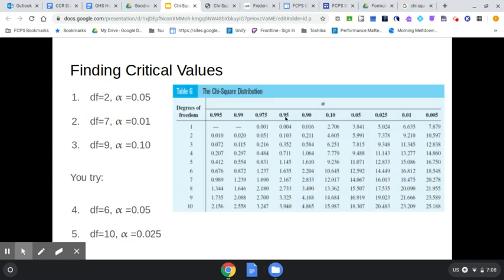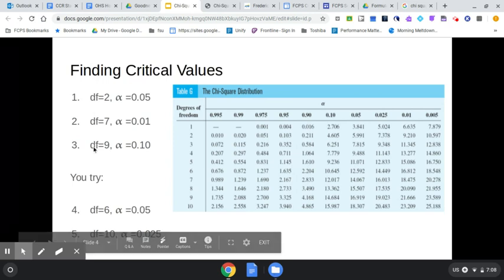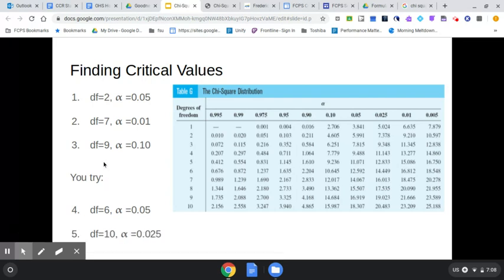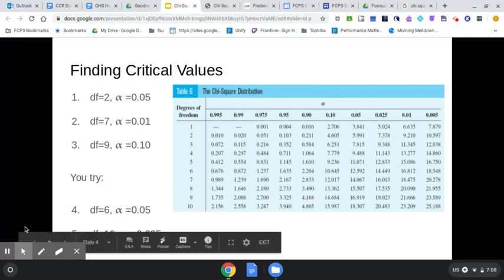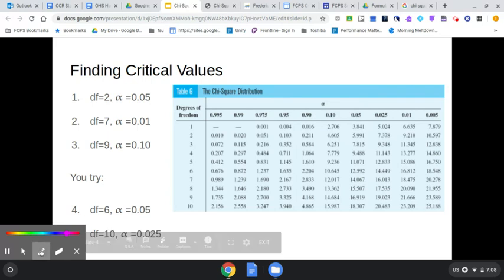Okay, so I've zoomed in on part of the chi-squared distribution, so it's a little bit easier to see. And we're going to go ahead and find critical values for these 5. We're going to do the first 3 together and then pause the video. You guys try the last 2 and then unpause the video to get those answers to see if we're doing those correctly. Okay, so let's take a look at the first 3 together.